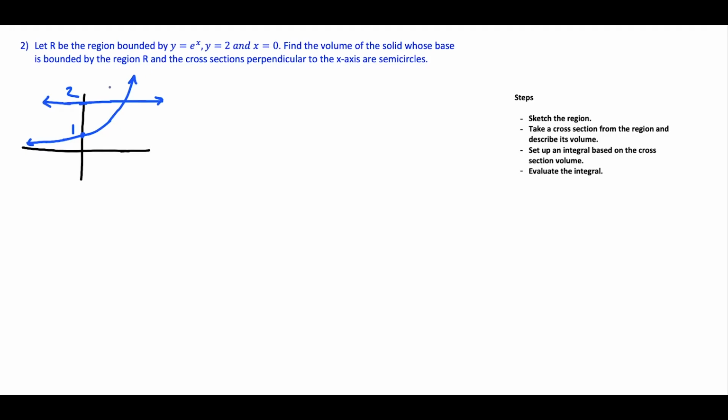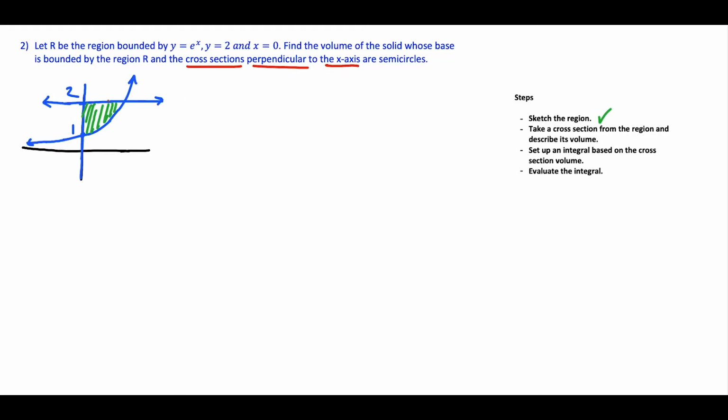And then our last one, the line x equals 0, is just the y-axis. So the region that we're focusing on is this space here. So that takes care of sketch the region. So we know where to look. We're going to look in this space here. And what we want to find here is the volume of the solid whose base is bounded by region R, and the cross sections perpendicular to the x-axis are going to be semicircles.